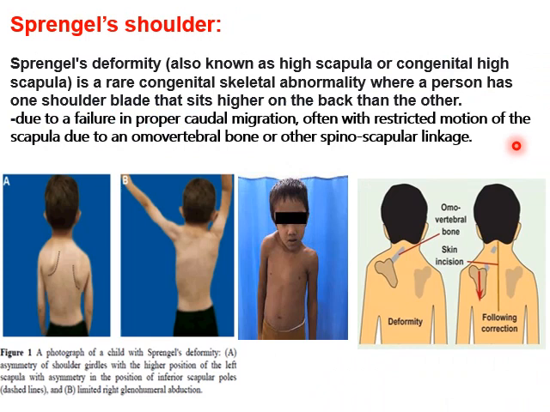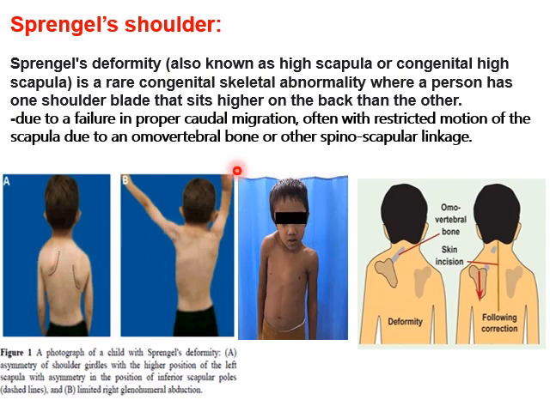Sprengel shoulder is known as high scapula. It is a congenital anomaly where the descent of the scapula has not properly occurred to its anatomical position. So that person has one shoulder blade sitting at a higher position than the other normal shoulder blade. Whenever there is such irregularity in the positioning of the bones, which are not in anatomical position, the movements are very much compromised at their particular joints.